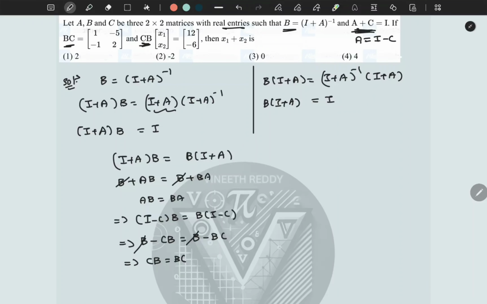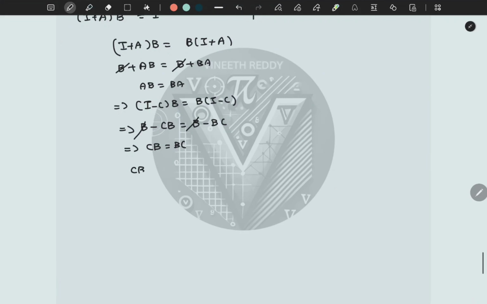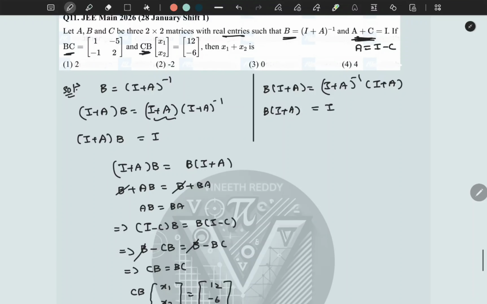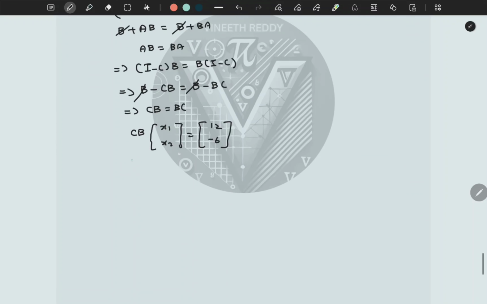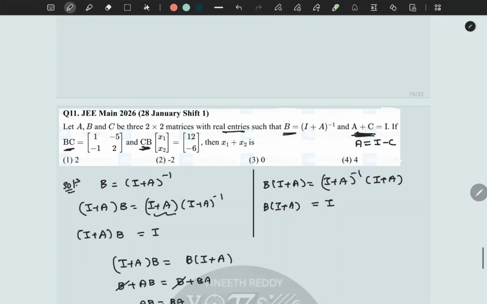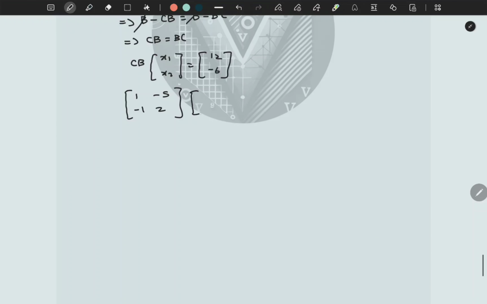So CB into x1 x2 is equal to 12 and minus 6. What is CB? CB is nothing but BC, that is 1 minus 5 minus 1 2. Am I right? 1 minus 5 minus 1 2 into x1 x2 is equal to 12 minus 6. So we can say x1 minus 5 x2 is equal to 12. We can also say minus x1 plus 2x2 is equal to minus 6.